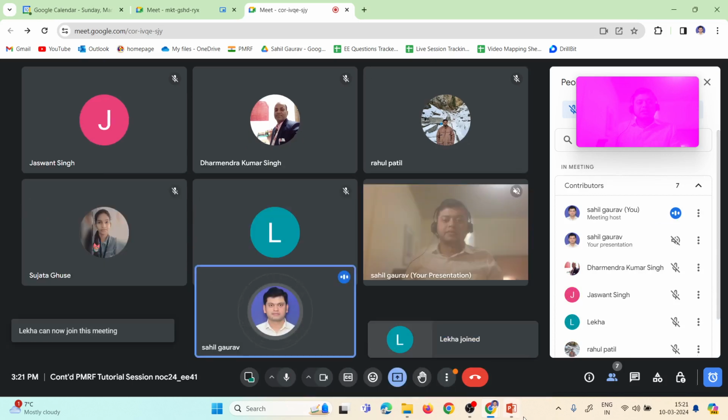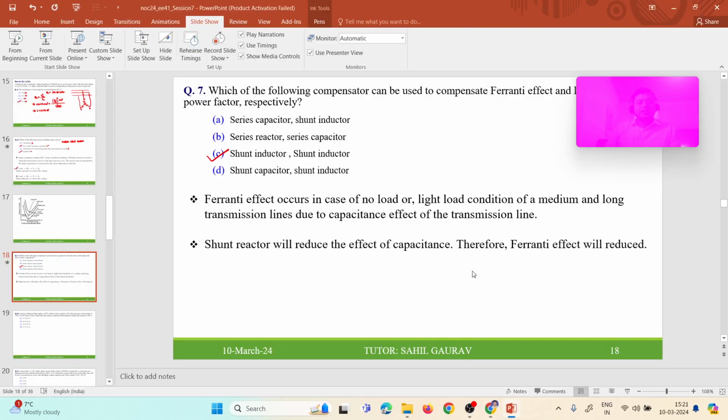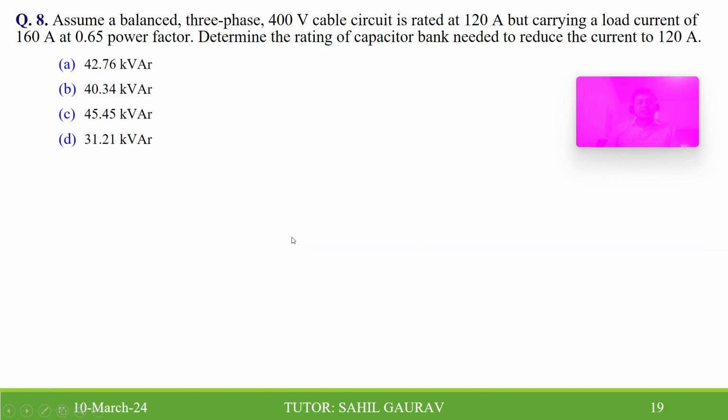So we are here. Now we can continue from here. So let us see the next problem. Assume a balanced three-phase 400 volt cable circuit is rated at 120 ampere but carrying a load current of 160 ampere at 0.6 power factor. Determine the rating of capacitor bank needed to reduce the current to 120 ampere.